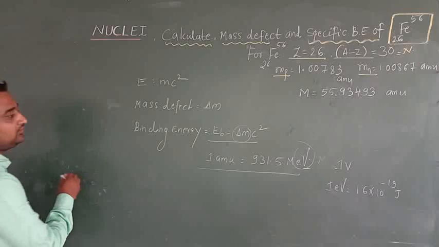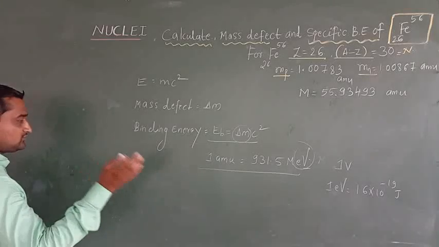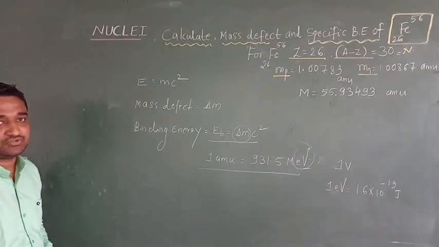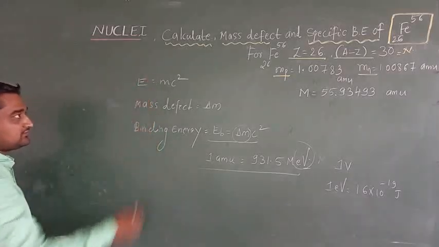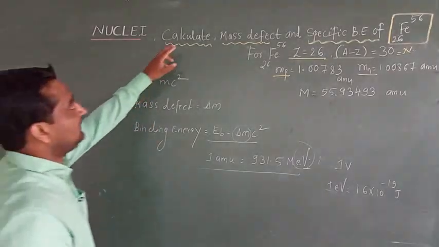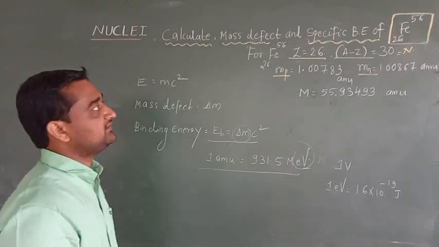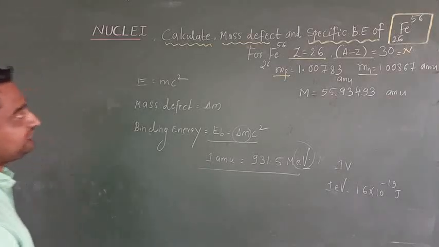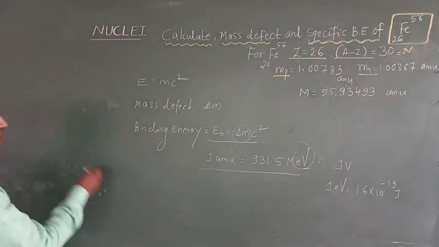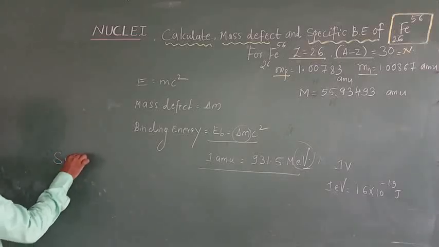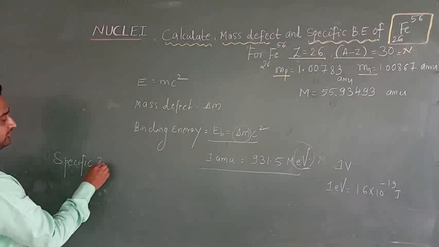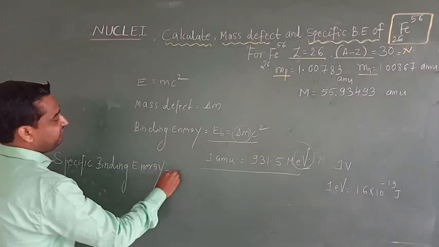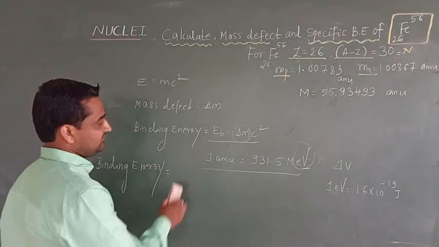We also solved one numerical, the calculation of mass defect and binding energy of the helium nucleus. Now let us solve one more example: the calculation of the mass defect and the specific binding energy of the iron nucleus, Fe 26. Before that, let us see what is meant by specific binding energy. We have to define it first, then we will calculate the mass defect and specific binding energy.